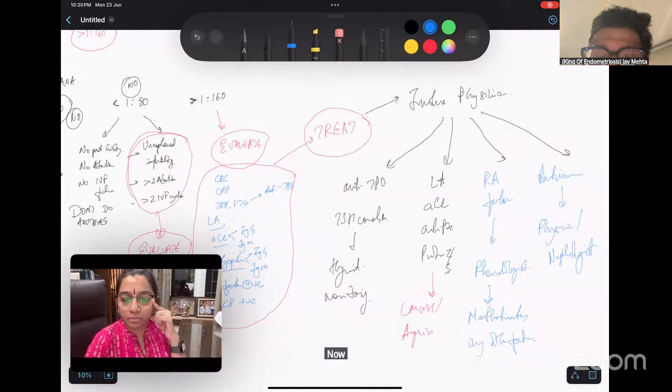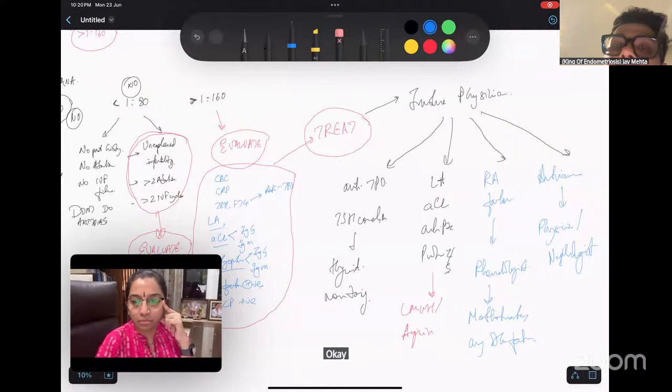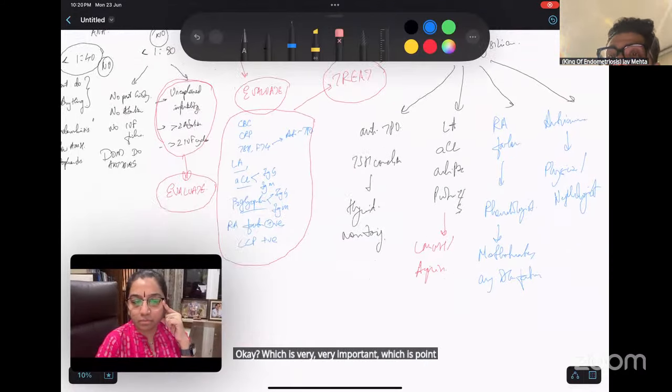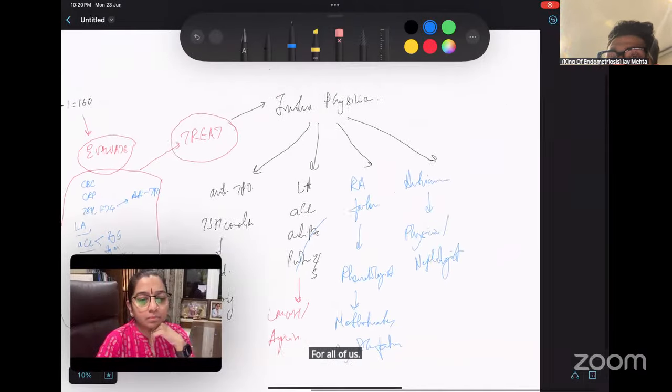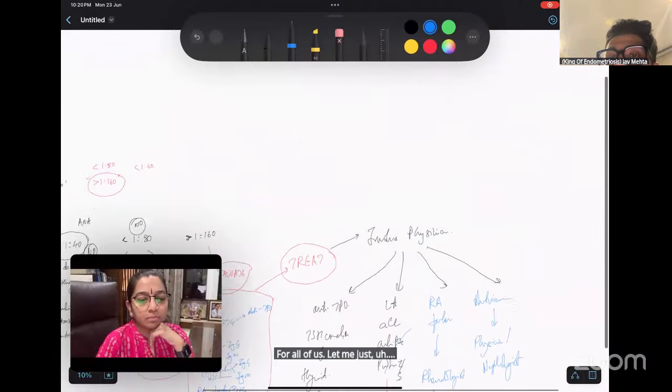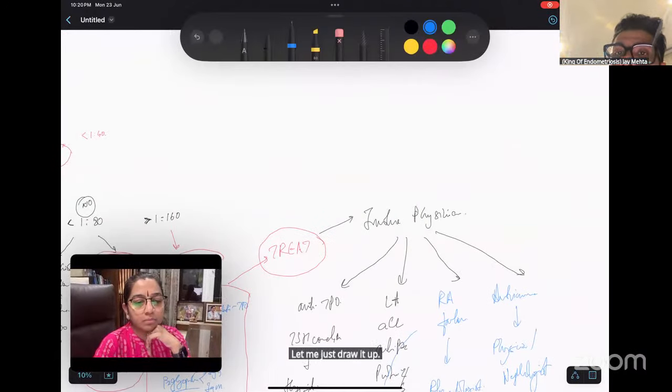Now, after I finish this first 10 minutes, there is going to be one more thing, which is very, very important, which is point number 5. So I will draw point number 5 here for all of us. Let me just draw it up, okay? Point number 5 is here. Very important.